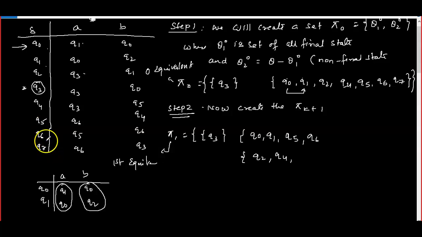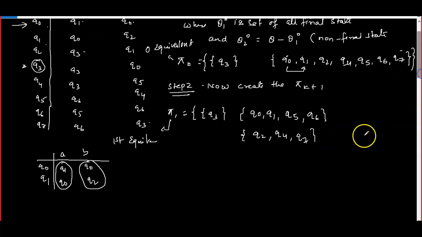Next, Q0 and Q7. This and this. Q0 and Q7 means Q1 and Q6. Q1 and Q6 lie in the same set, and for B, Q0 and Q3. Q0 and Q3 lie in different sets, so Q7 will also be split. Any doubt in this? No. Understood everything? So this is the first equivalence.